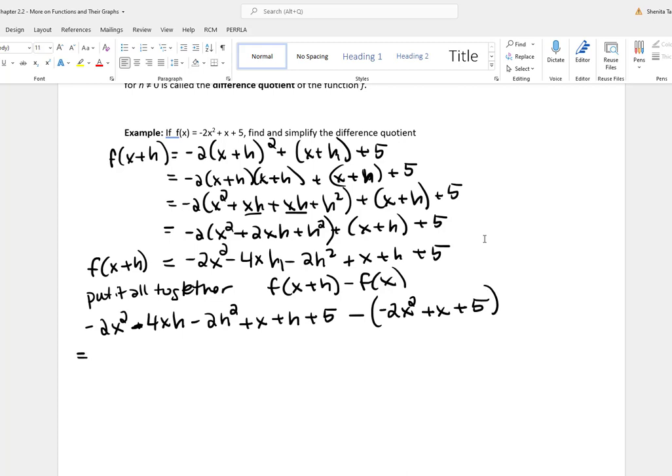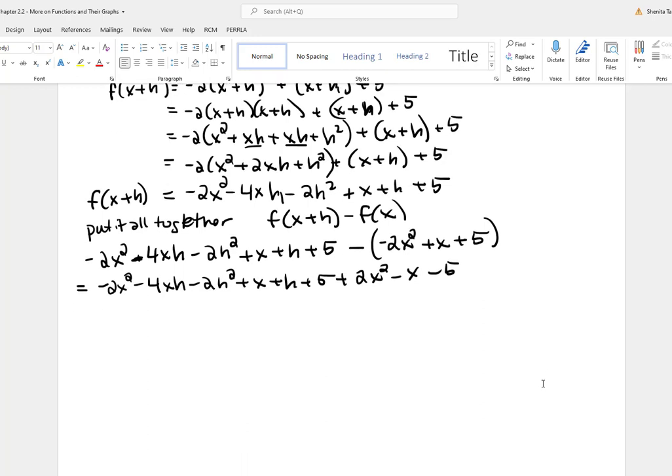Now be careful here because you have a negative in front of this set of parentheses. So that means we're going to change all the signs in parentheses over here. So this first part stays the same. I'm going to change the signs here. So instead of having a -2x squared, I'm going to have a positive 2x squared. I'm going to have a minus x and I'm going to have a minus 5.